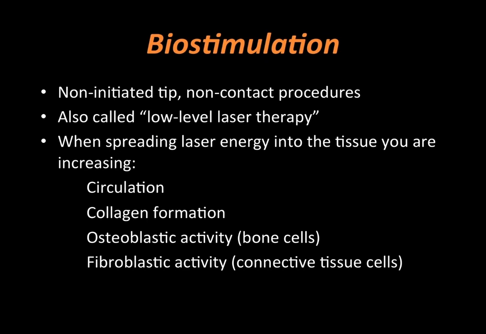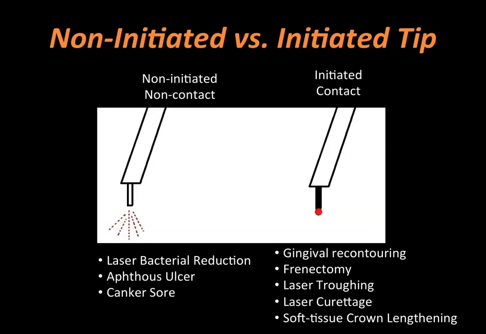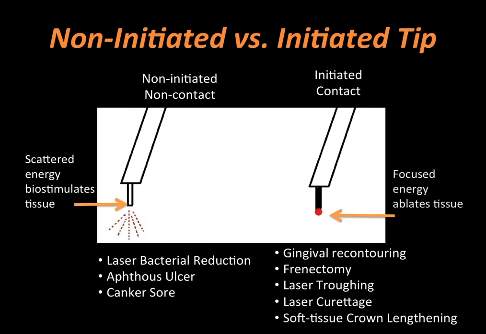When spreading laser energy into the tissue, we're increasing the circulation, resulting in collagen formation. We're getting some osteoblastic activity, and we're getting fibroblastic activity in that site. So for laser bacterial reduction, aphthous ulcers, canker sores, herpetic lesions, we will use a non-initiated tip. When we initiate the tip, we're cutting. So that's used in gingival recontouring, frenectomies, laser troughing, laser curettage, and soft tissue crown lengthening, as we demonstrated. So the scattered energy results in biostimulation of the soft tissue, where the focus energy ablates tissue or cuts tissue.